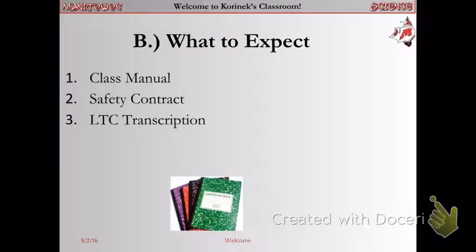This class is transcripted through LTC. What that means is if you sign the letter and you get a C or better during the semester of this course, you actually get collegiate credit. That credit is transferable to LTC, but it's also transferable to the UW system. That includes UW-Madison and Stevens Point and La Crosse. So by taking this class and earning a C or better, you're able to earn college credit at those colleges.